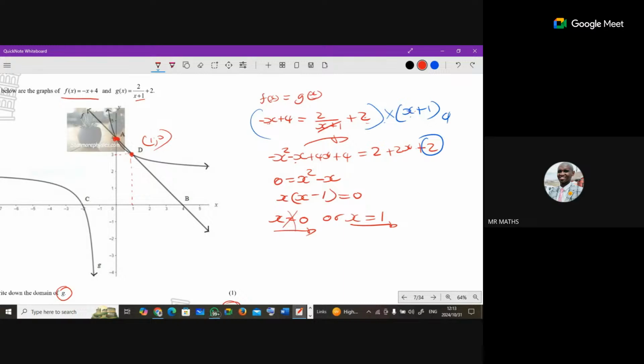So we take this one and substitute it into one of the equations. The easiest equation to substitute into is the straight line. To look for y, we'll have y equals negative, instead of x we put 1, plus 4, which will give us y: negative 1 times 1 is negative 1, plus 4 is positive 3. So therefore, you can see the point of g will be 1 and 3. Are you happy? I'm happy. Okay, then we are done with question 6.